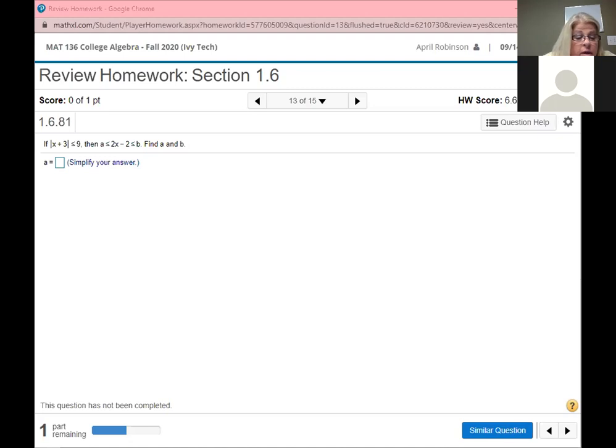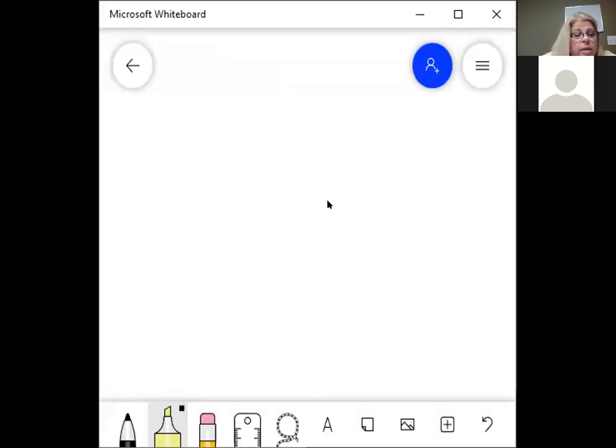Let me find my Microsoft whiteboard. And okay, I guess I just switched to this. Okay, share. Can you see my Microsoft whiteboard now? Yes. Do you still see my math lab or just the whiteboard? Just the whiteboard. Okay, that's weird.